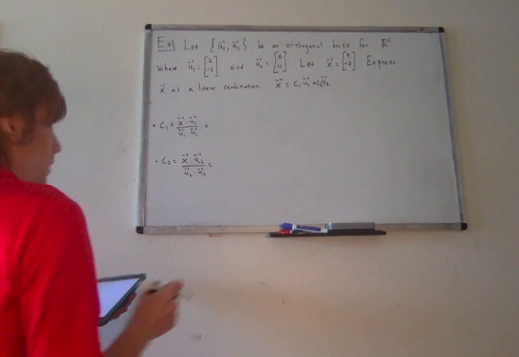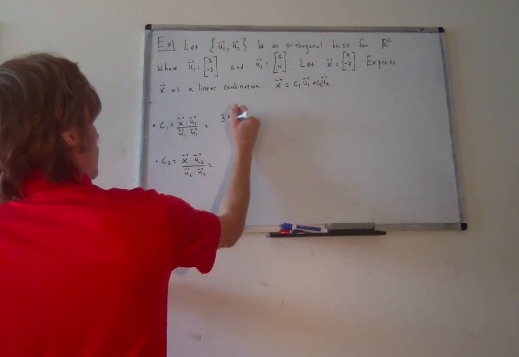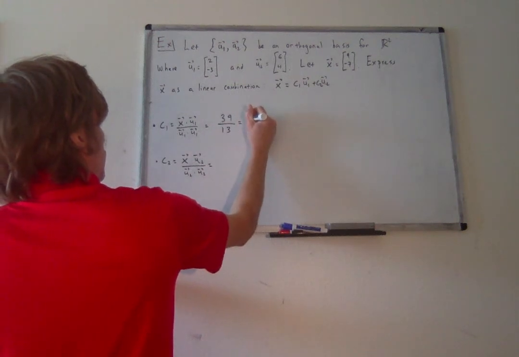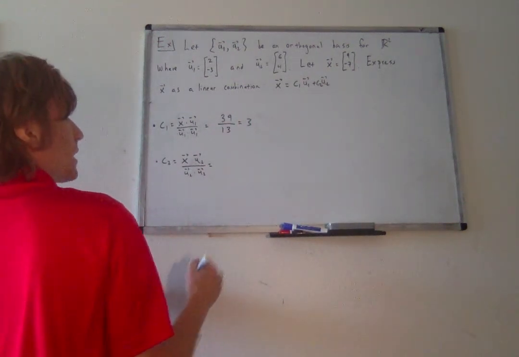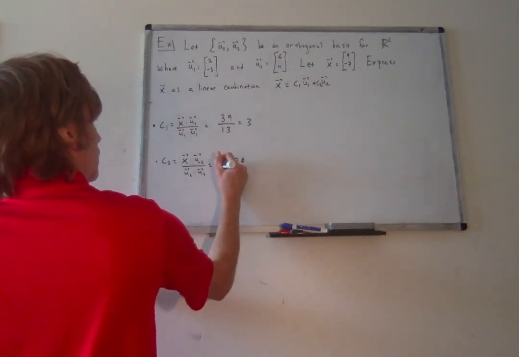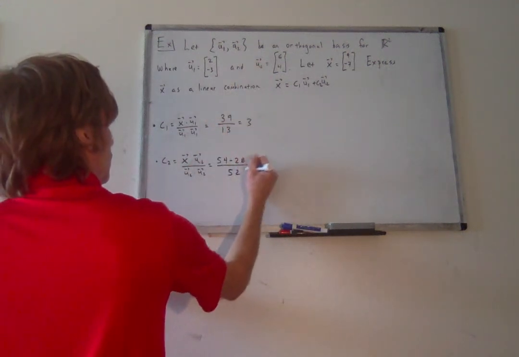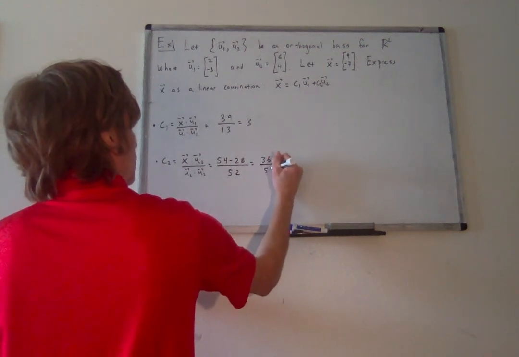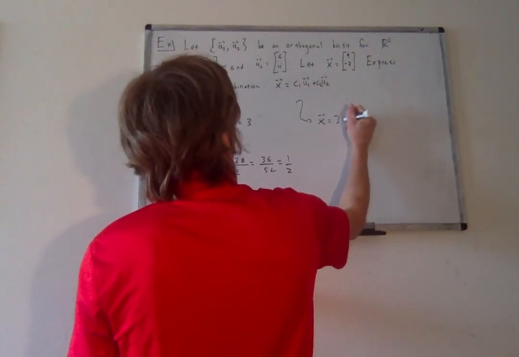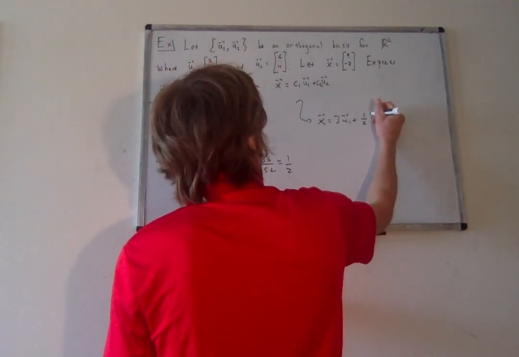And so x dot u1, if you do the calculation, is 18 plus 21, which is 39. u1 dot u1 is 4 plus 9, so 13. So c1 is equal to 3. x dot u2 is equal to 54 minus 28 over u2 dot u2, 36 plus 16 is 52. So that's 26 over 52, which equals 1/2. And so x is equal to 3u1 plus 1/2 u2.